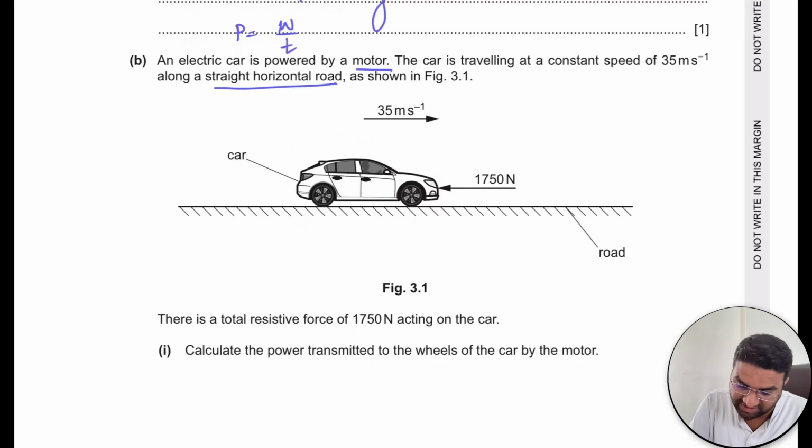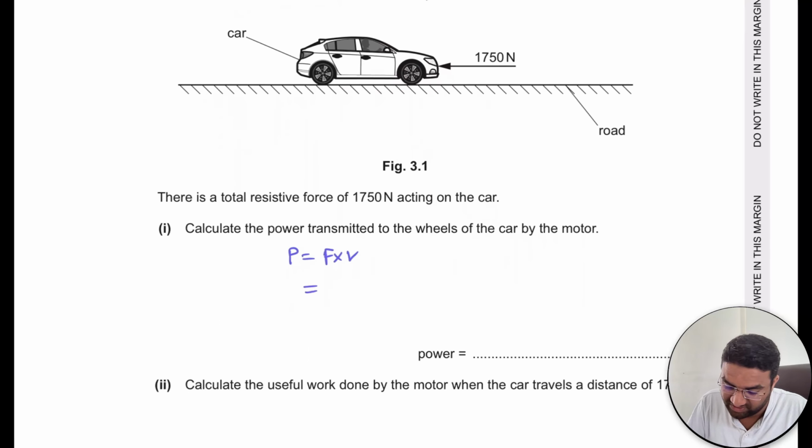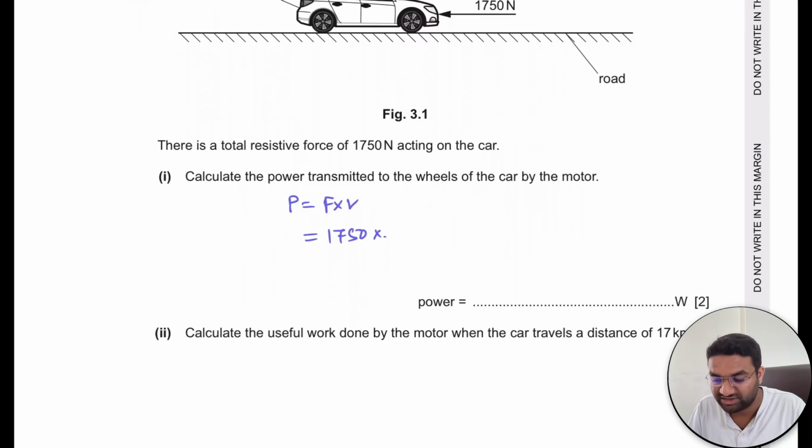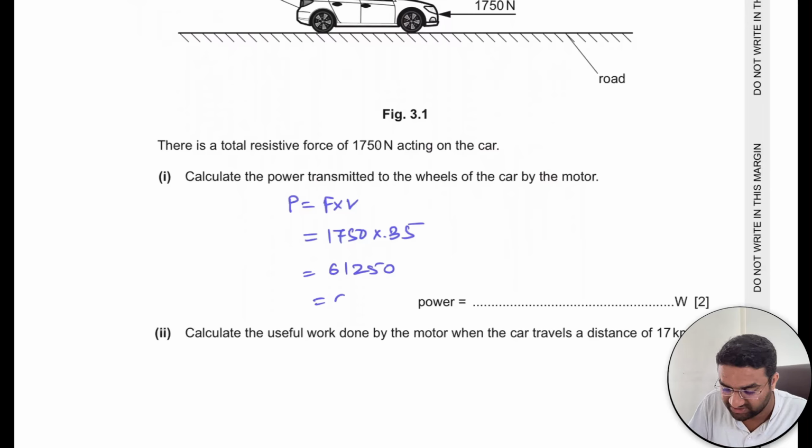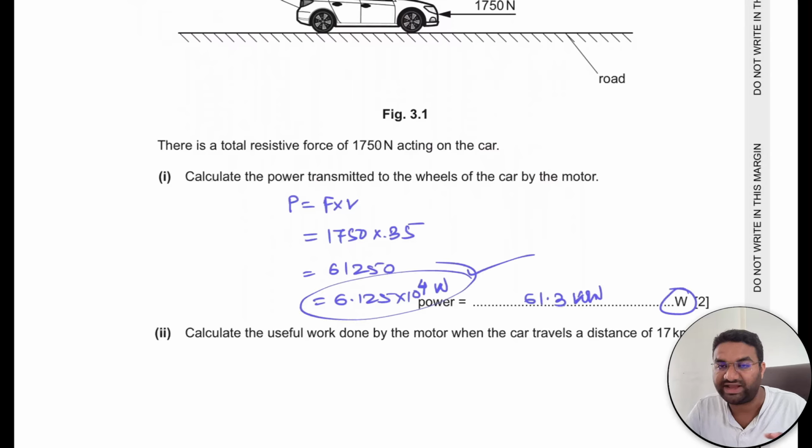Here the power transmitted, P is equal to resistive force times velocity. The resistive force is 1750 and velocity is 35 meter per second. If you calculate this in your calculator, we will get 61250. It means 6.125 times 10 to the power of 4 watt is the power. Or you can write it as 61.25 kilowatt, but they are asking in watt, so this one is right.